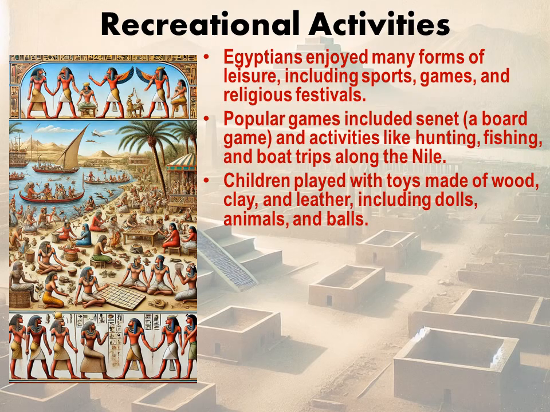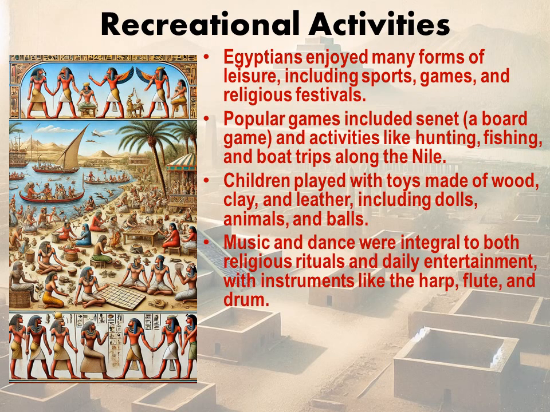Children played with toys made of wood, clay, and leather, including dolls, animals, and balls. So, just like today we have toys for children, in Egyptian culture also there were toys. And what were those toys made of? There were wooden toys, clay toys, and also toys made of leather, including dolls. There were many kinds of dolls, and animals also. Animals not as in big animals, but dolls in the form of animals. And they also used to play with balls. Balls were typically made out of leather.